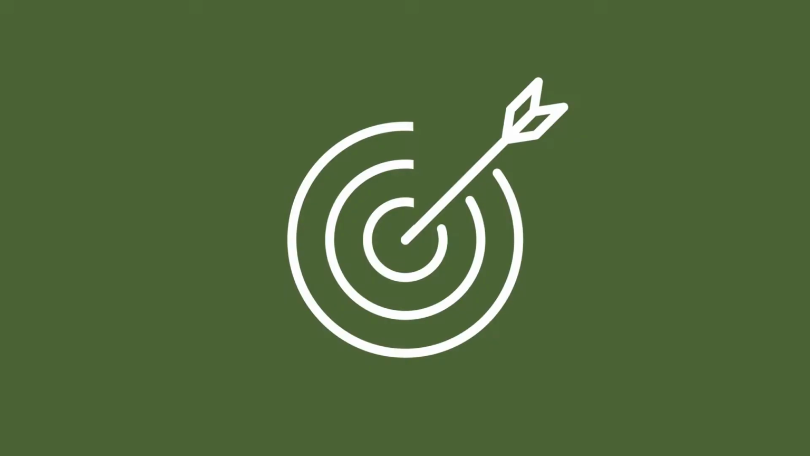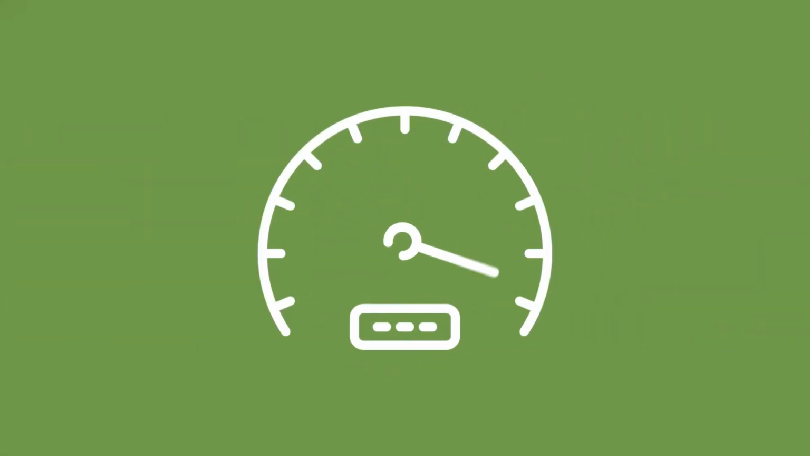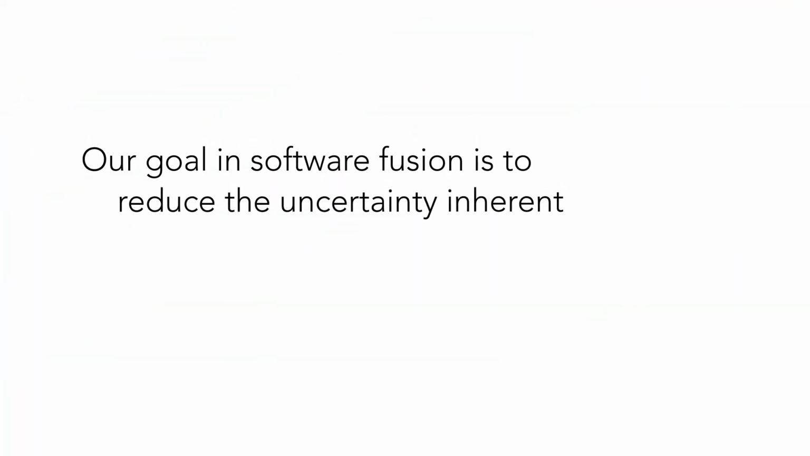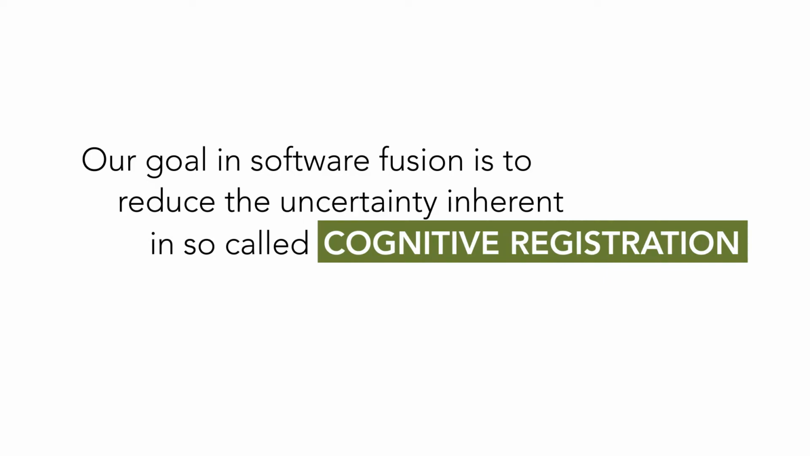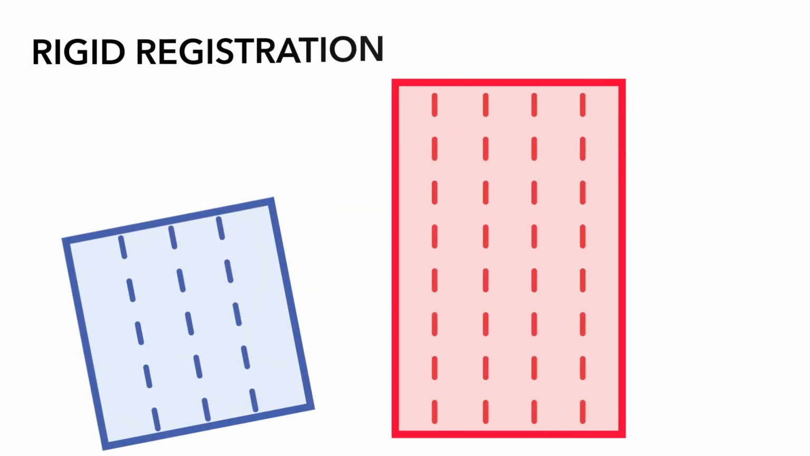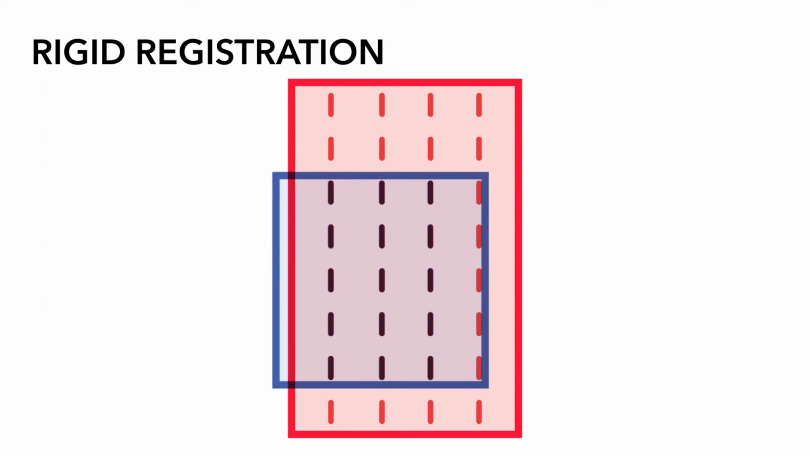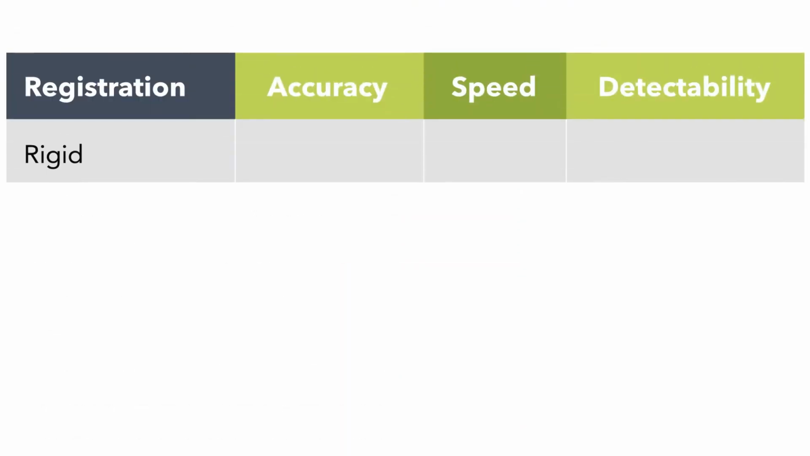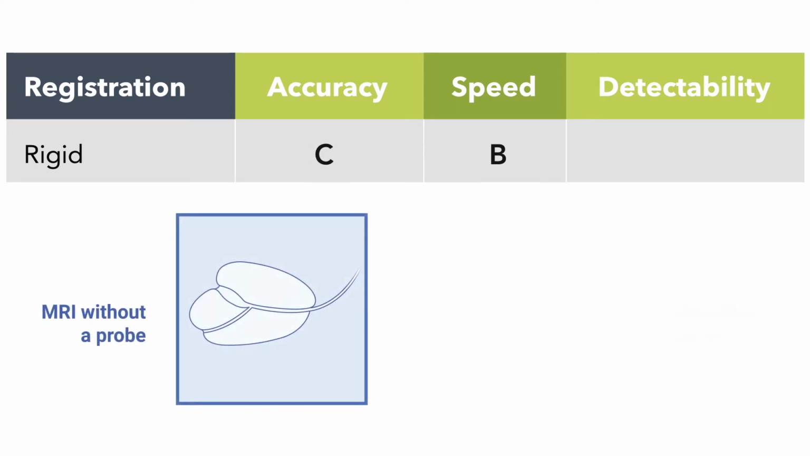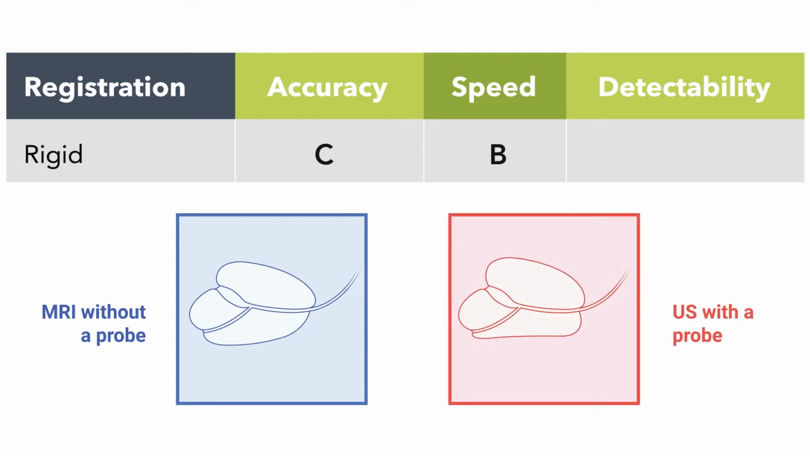In practice, you want any registration algorithm to be accurate, fast, and have any errors be obvious. Our goal in software fusion is to reduce the uncertainty inherent in so-called cognitive registration. Rigid registration simply means that the MRI is allowed to only translate and rotate in order to match the ultrasound. This method can be relatively fast, but is only accurate if the prostate is compressed the same in the MRI image without a probe as in the ultrasound image with a probe.